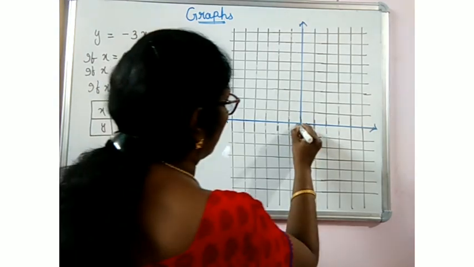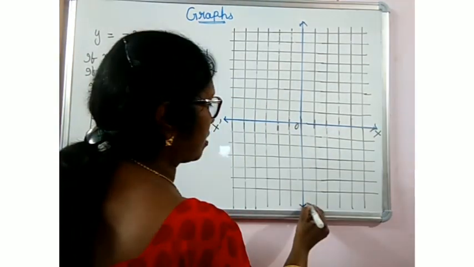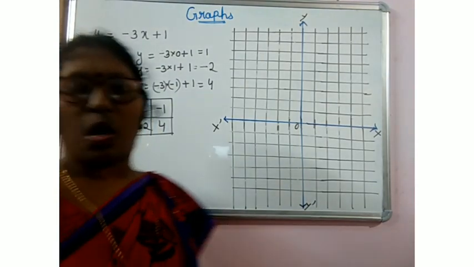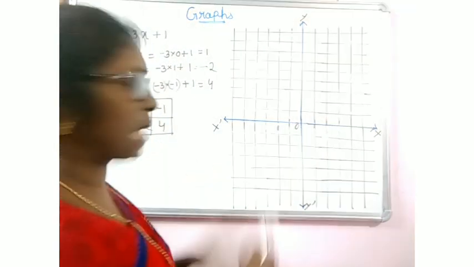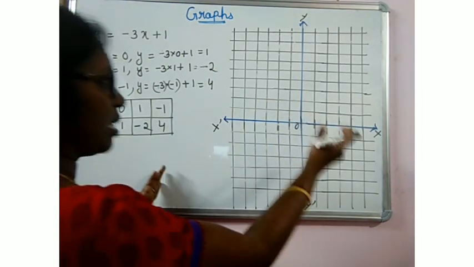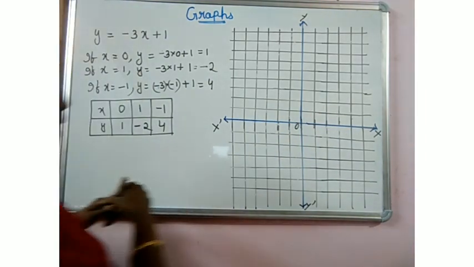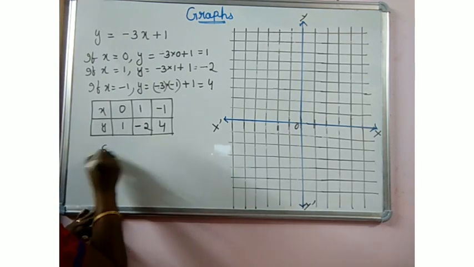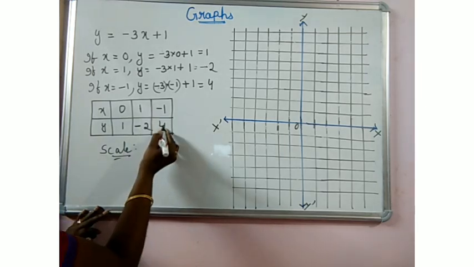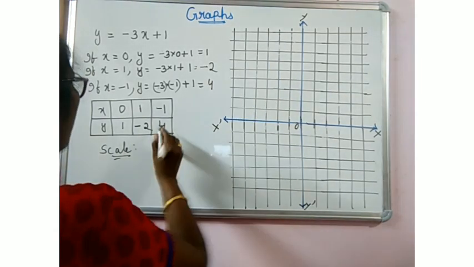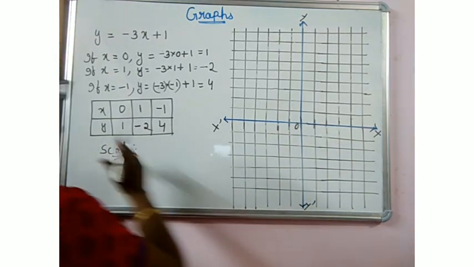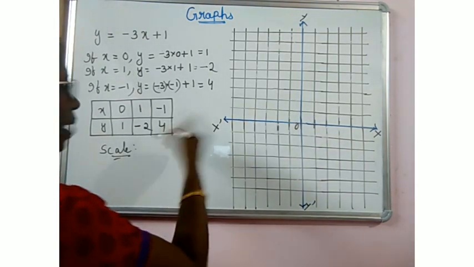X dash OX is the x-axis. Y dash OY is the y-axis. Already you have learnt what is x-axis, what is y-axis. As per this, we have to take the scale. Scale can be taken as per your requirement. Here the highest value is 4. The y coordinate is 4, x is 0, 1, minus 1, only this much. Y is 1, minus 2, minus 4.